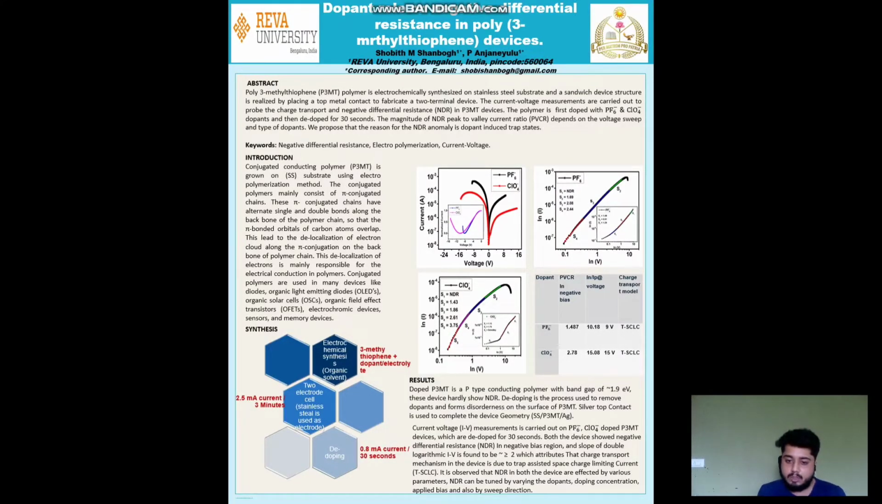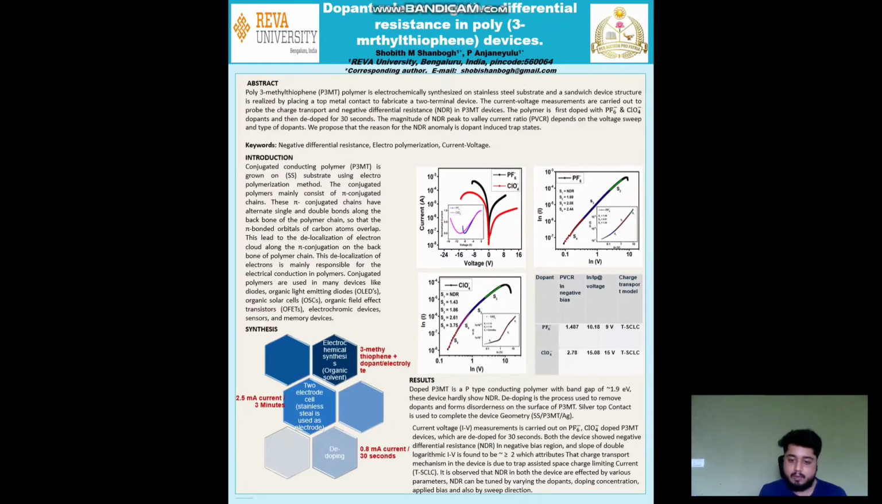So the current voltage measurement is carried out on PF6 and ClO4 doped P3MT devices, which are dedoped for 30 seconds. Both the devices show negative differential resistance in the negative bias region, and the slope of the double logarithmic IV is found to be greater than 2, which attributes the charge transport mechanism in the device to trap assisted space charge limited current. It is observed that NDR in both the devices is affected by various parameters.